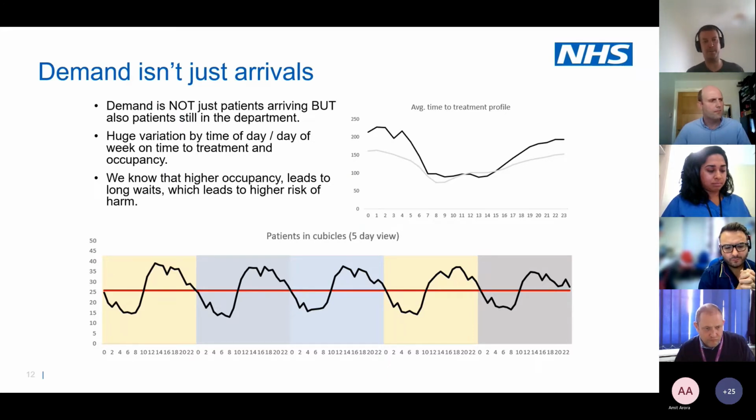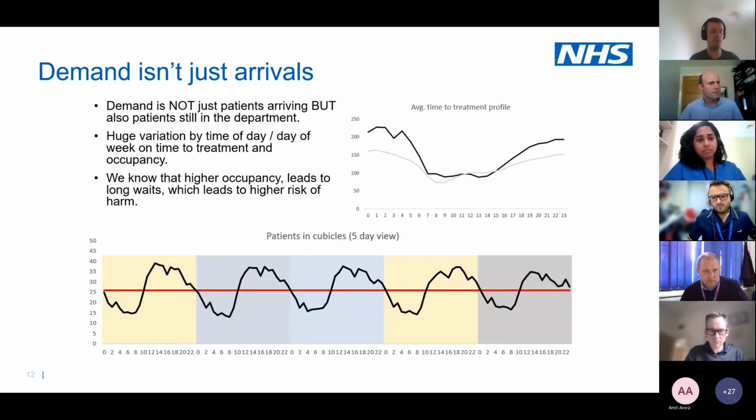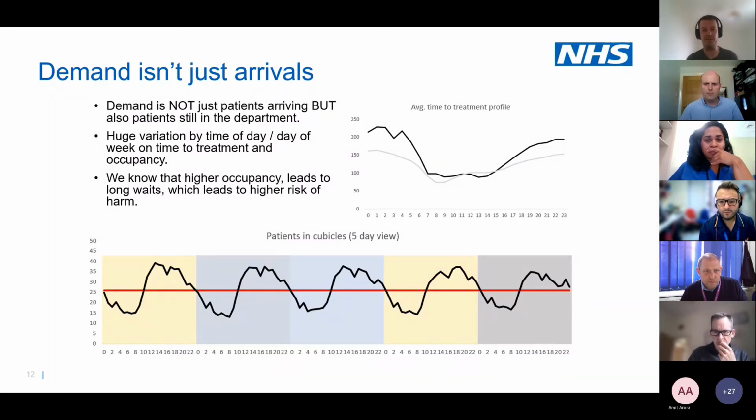What we also need to think about is that demand isn't just arrivals. We always look at demand to say how many people have come through our front door, but the problem is that would be fine if we didn't have anybody in the emergency department. When people say, oh, we had 50 people come through our front door, well, if you've got no one in the department, then that's absolutely fine. However, if you've already got 50 people in your department and another 50 people arrive, you have got, guess what, 100 people. I am quite good at maths. I didn't even need Excel for that. But you've got an increasing demand.